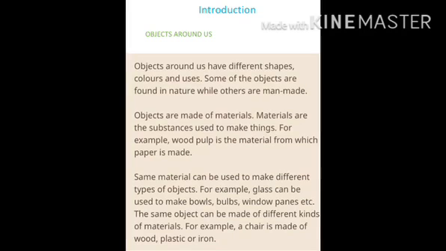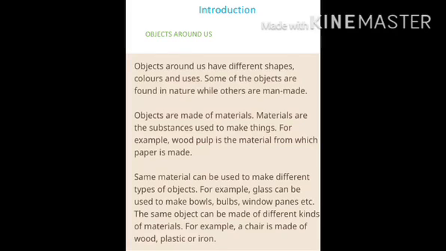Now, an introduction to materials. Objects around us have different shapes, colors, and uses. Some of the objects are found in nature while others are man-made. Objects are made of material. Materials are the substances used to make things. For example, wood pulp is the material from which paper is made.